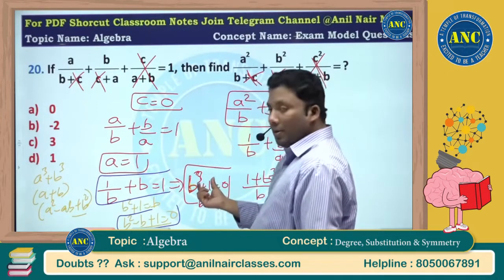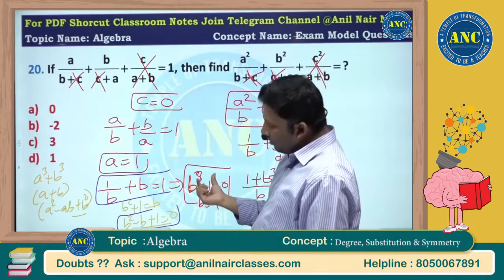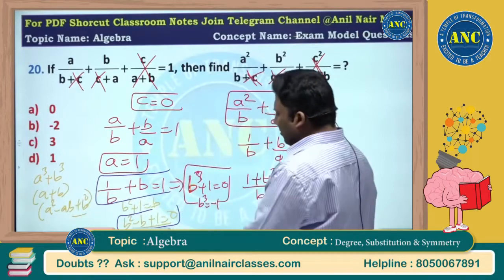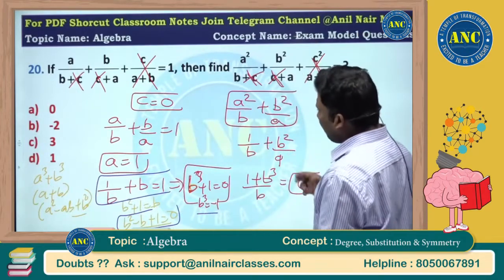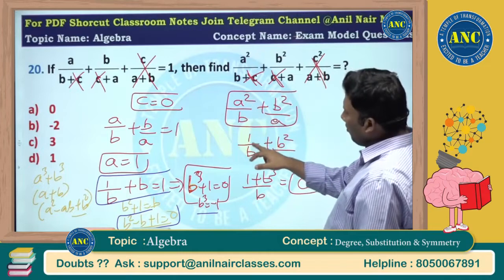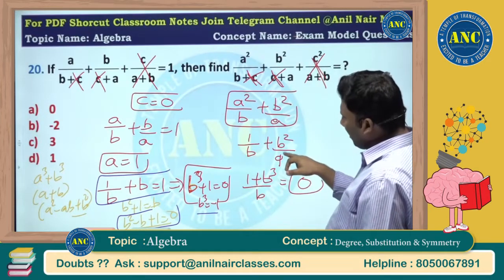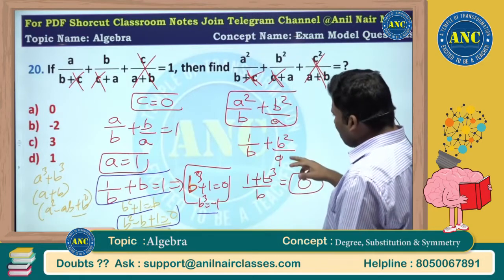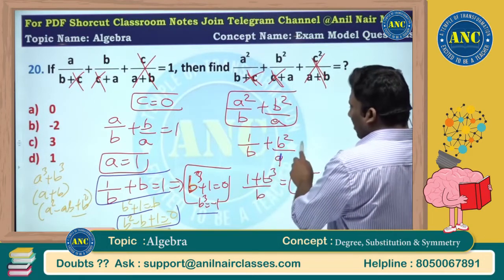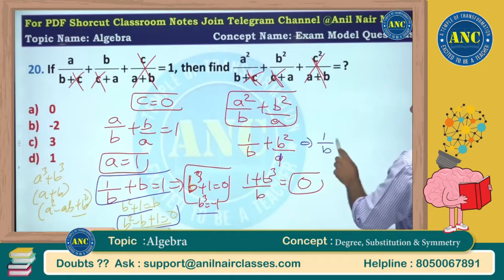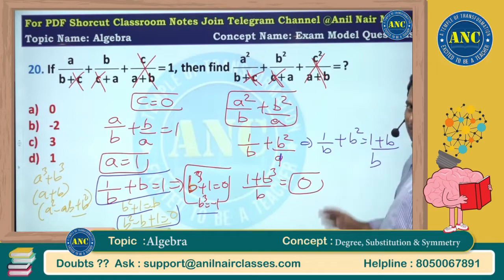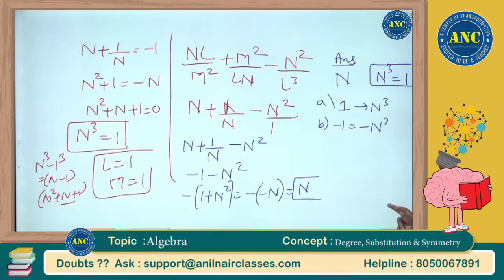So these b cube plus 1 cube, b plus 1 into b square minus b plus 1. So b cube equivalent to minus 1. A value it is 1. 1 by b plus b square by 1, so 1 plus b cube by b. b cube it is minus 1. Minus 1 plus 1 it is 0.